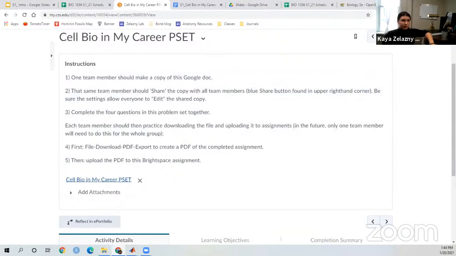Another thing you can practice while you're in those breakout rooms: this problem set specifically doesn't ask you to do any drawings, but a lot of our future problem sets will involve making drawings of different cells, drawing arrows for where things are moving. So if you want to practice sharing a whiteboard with each other and drawing together, that can also be helpful if you finish the problem set before we're all ready to come back together.